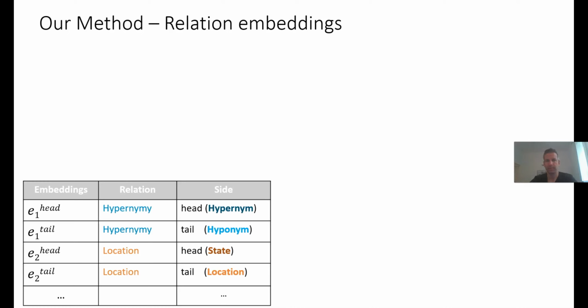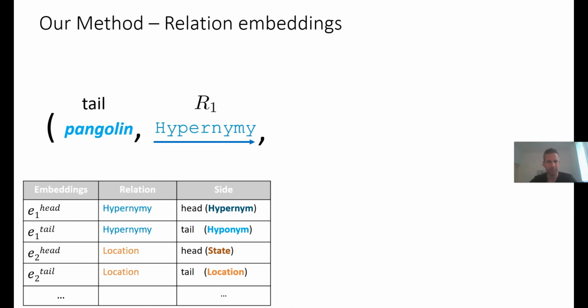For that, we use a broad definition of knowledge base as a collection of triplets of the form tail entity, relation, and head entity. For example, pangolin as tail entity, Hypernymy as relation type, and animal as the head entity, and we focus on k different relation types of interest.